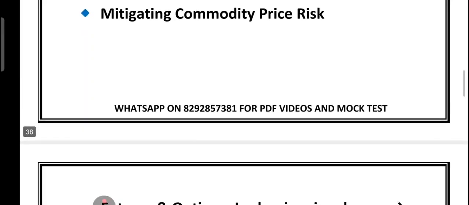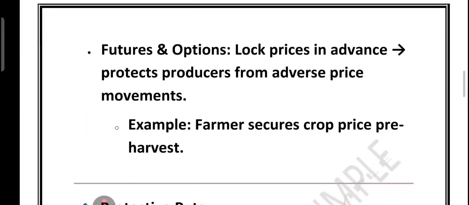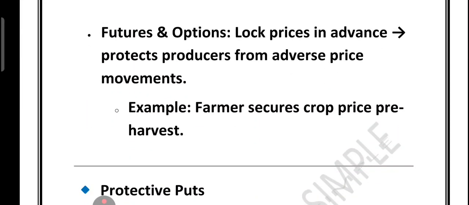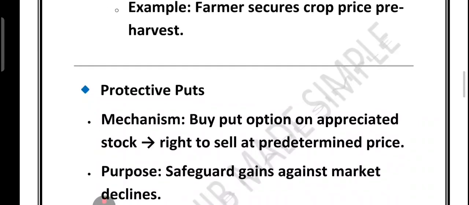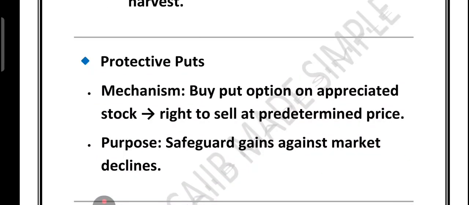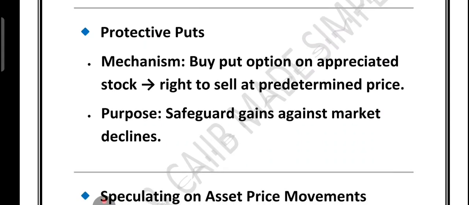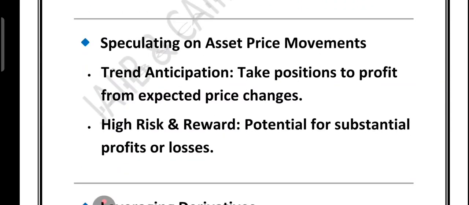So we can mitigate the commodity price risk. Futures as an option lock the price in advance and protect the producer from adverse price movement, right? Then we have the protective puts. What it is all about: you buy a put option on an appreciated stock and you have the right to sell at a predetermined price.